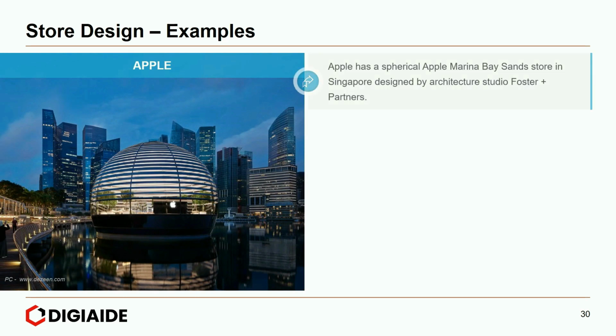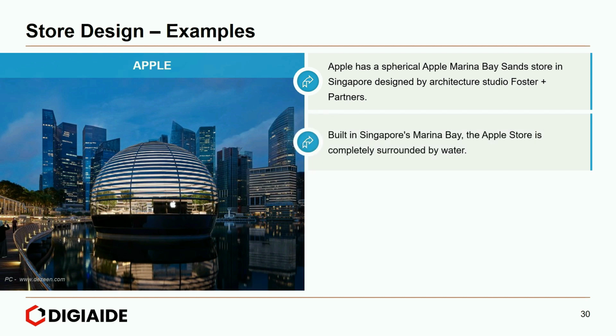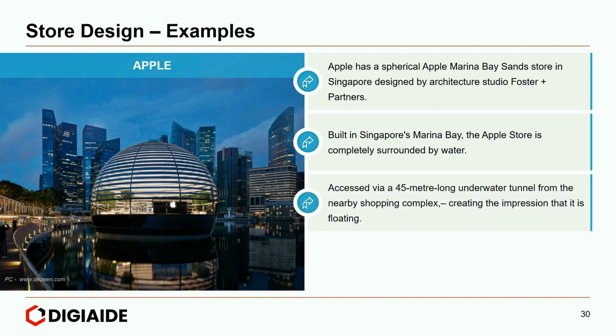First, Apple. Apple has a spherical Apple Marina Bay Sands store in Singapore designed by architecture studio Foster Plus Partners. Built in Singapore's Marina Bay, the Apple store is completely surrounded by water, accessed via a 45-meter long underwater tunnel from the nearby shopping complex, creating the impression that it is floating.